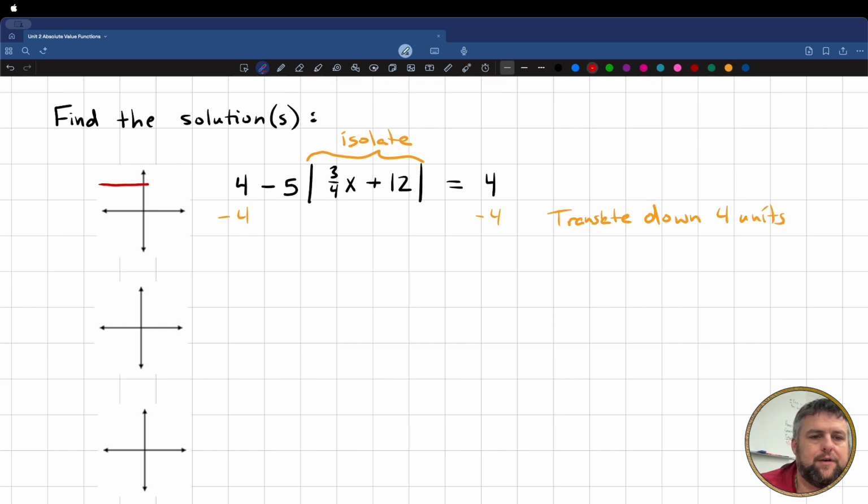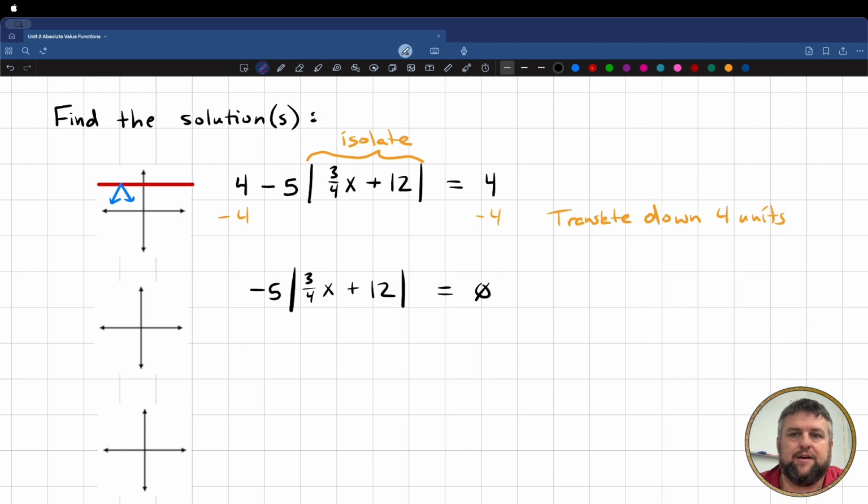Okay, so keep in mind, we had the graph, it looked like this. We had our function, it was opening downwards. So we're going to take this function now, it's going to read out as negative 5 times the absolute value of 3/4 of x plus 12. And now that equals 0. So now our horizontal line has been shifted down to the 0, and our graph is still opening downwards.